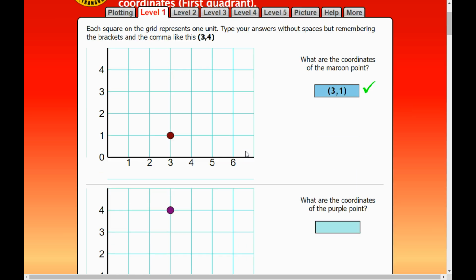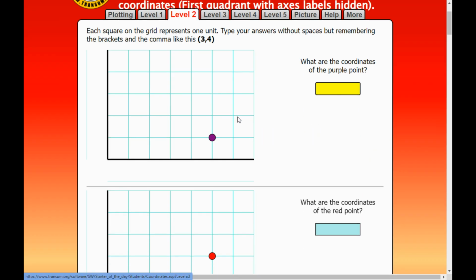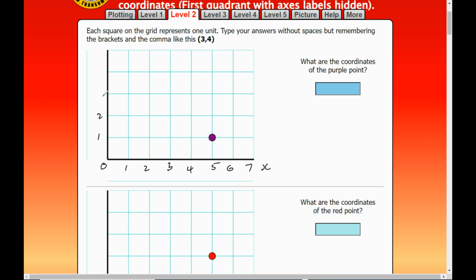Okay, let's move on to level 2 now. Level 2 says each square in the grid represents 1 unit. So that means if I label this, I got 1, 2, 3, 4, 5, 6, 7 on my x-axis and 0 over there. 1, 2, 3, 4, 5 on my y-axis. They want me to put the coordinates for this.